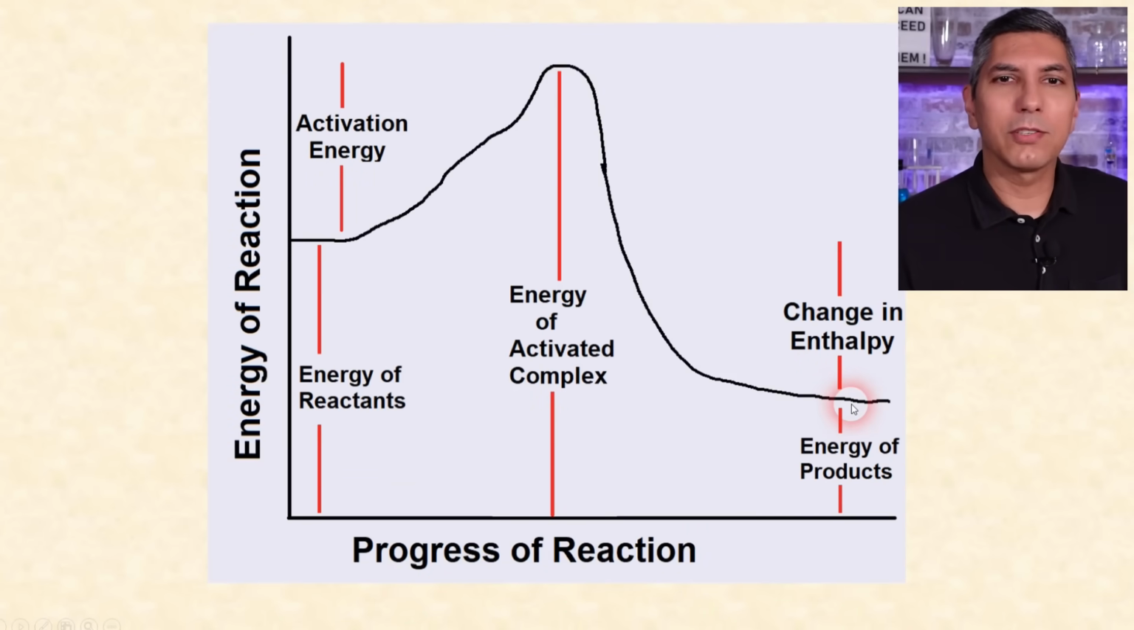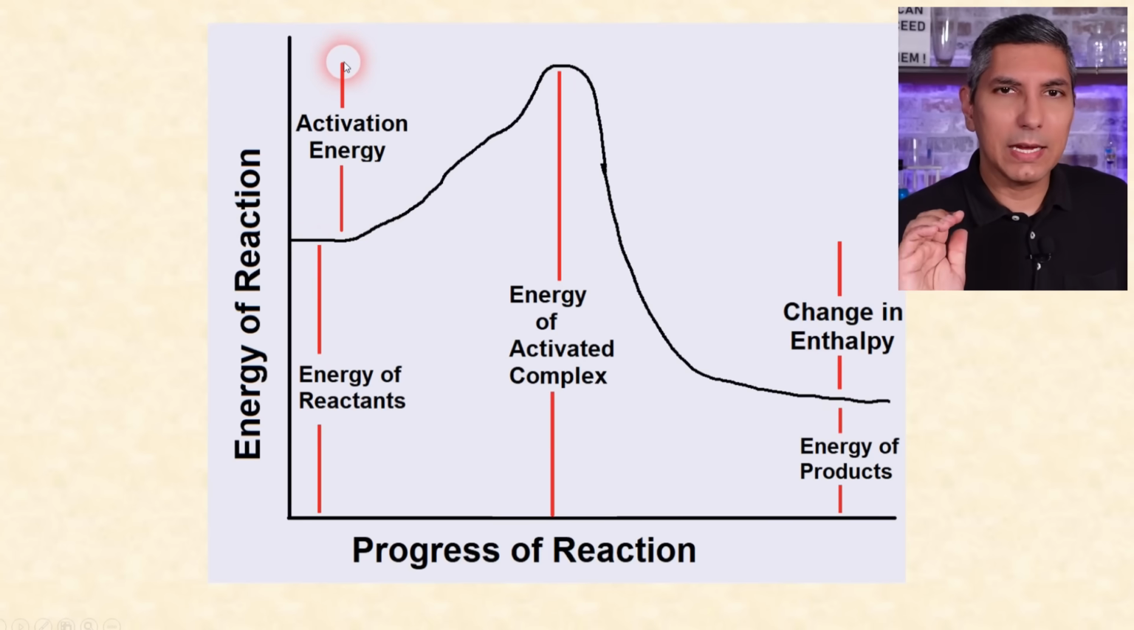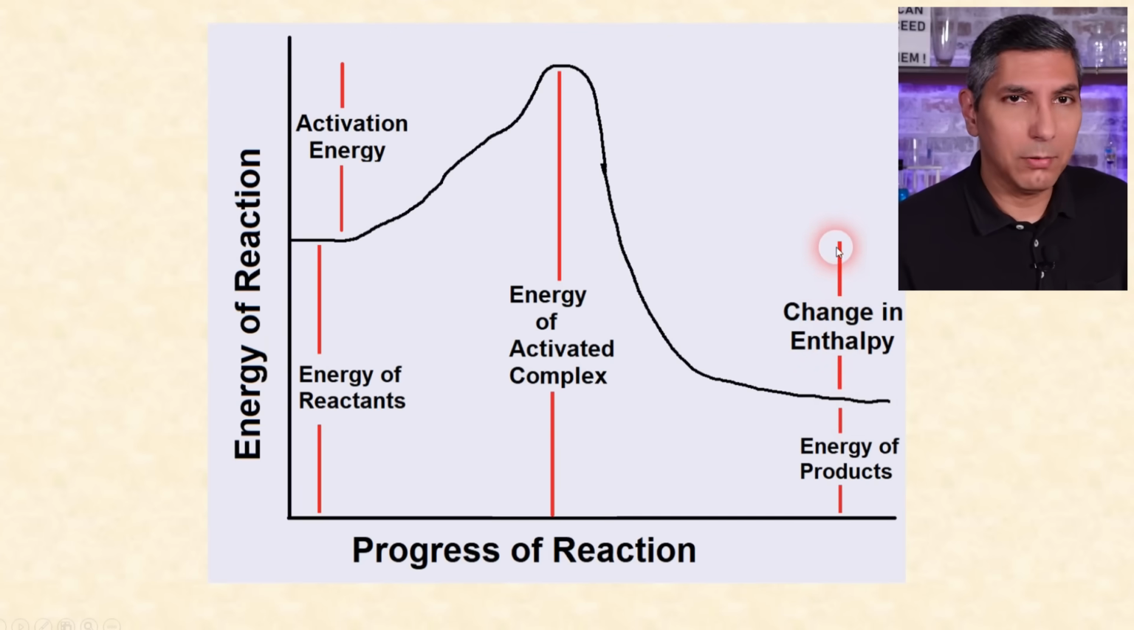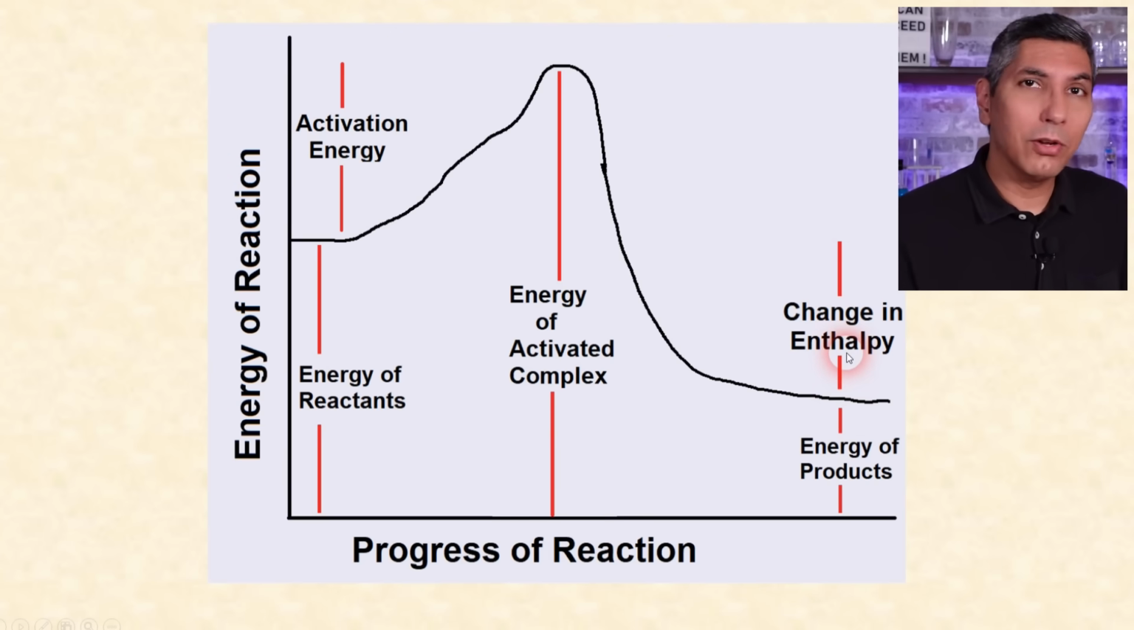Notice some key points on the graph. The distance from the beginning up to the peak is the activation energy of the forward reaction. The distance between energy of reactants and energy of products is the change in enthalpy, which tells us if the reaction is exothermic or endothermic.